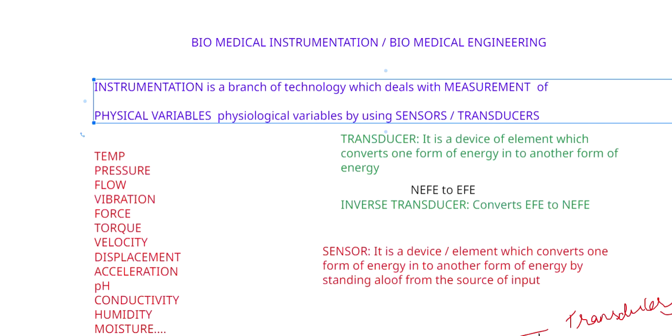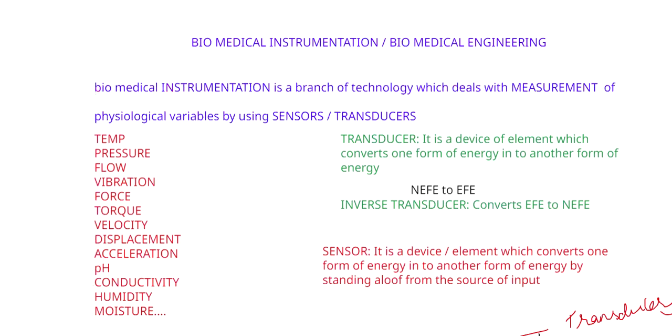Biomedical instrumentation is a branch of technology which deals with measurement of all these physiological variables by using sensors and transducers. Okay. So here in biomedical instrumentation, we are not trying to control any parameter.